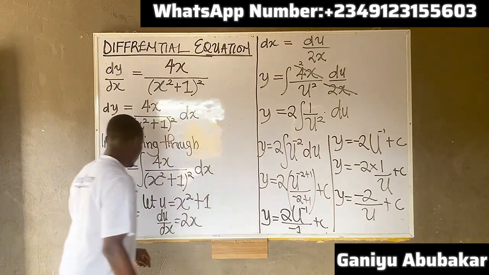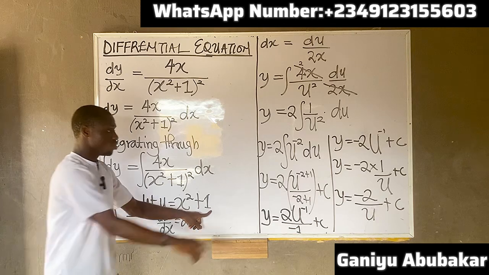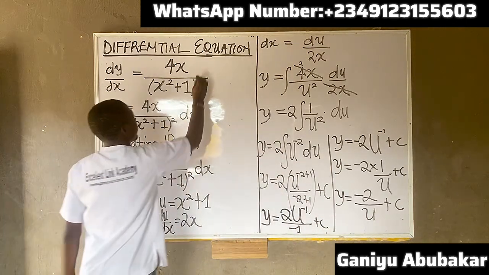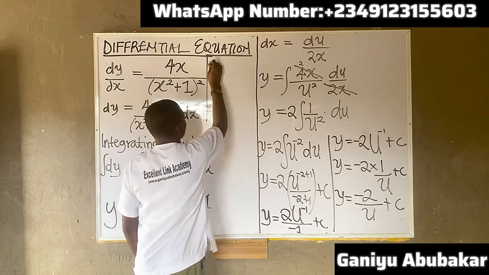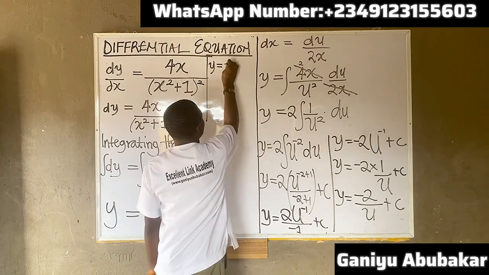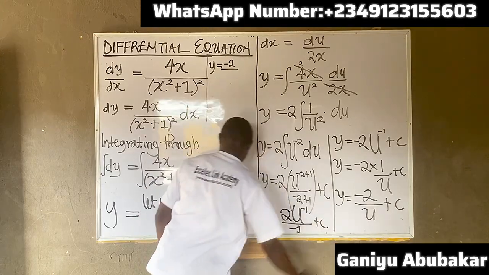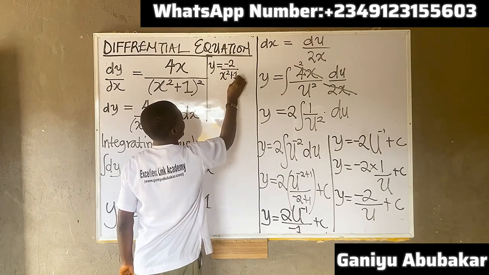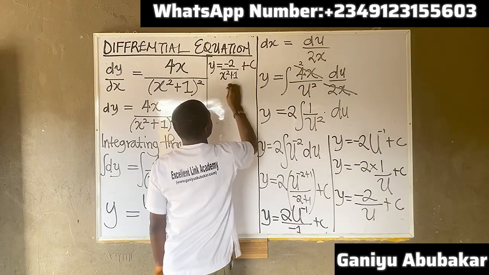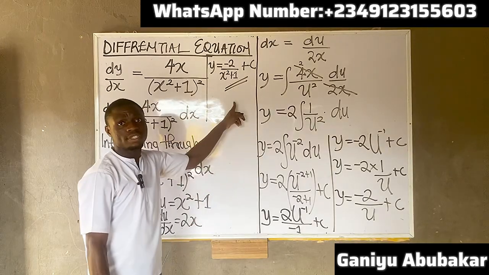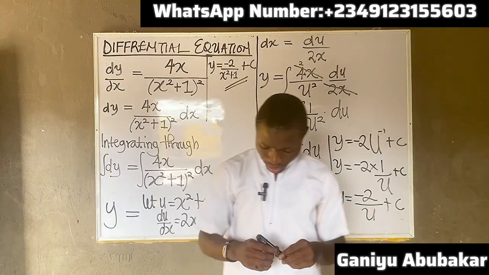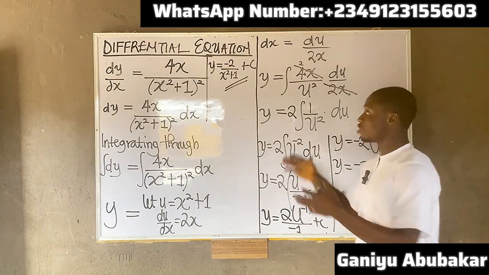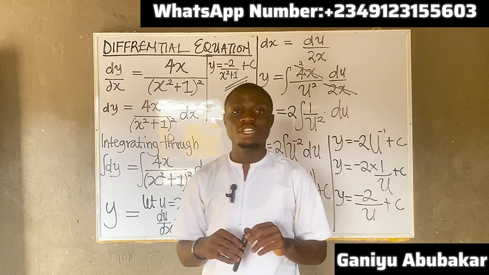I'll now put the u value. What's u? We said u is x squared plus 1. So I'll put x squared plus 1 here. So finally, I'll have that final answer, that gives you y equals minus 2 over u. u is x squared plus 1. That's minus 2 over x squared plus 1, of course, plus c. This is my answer to this particular question. This is how you solve problems of this kind. This is how you solve problems of this nature.